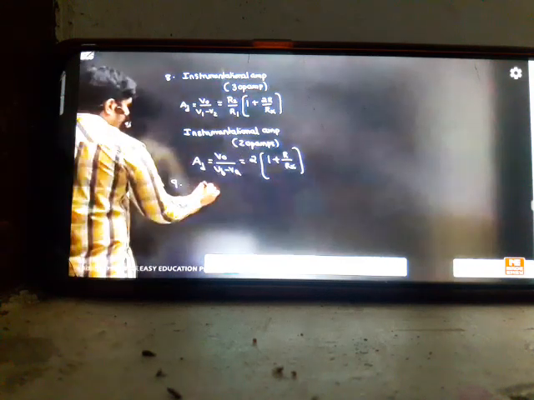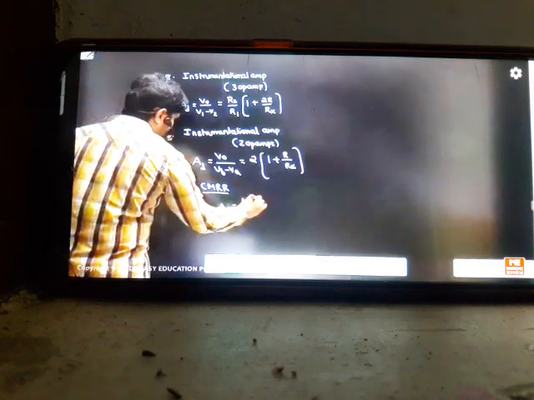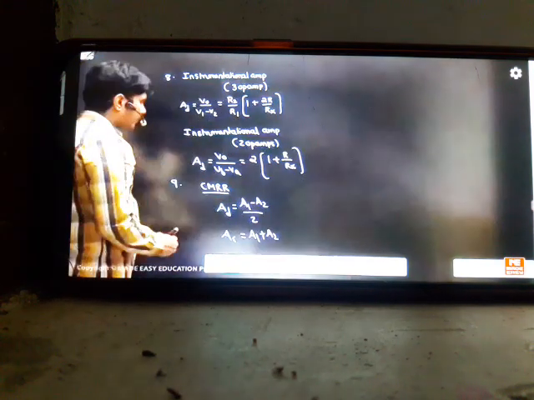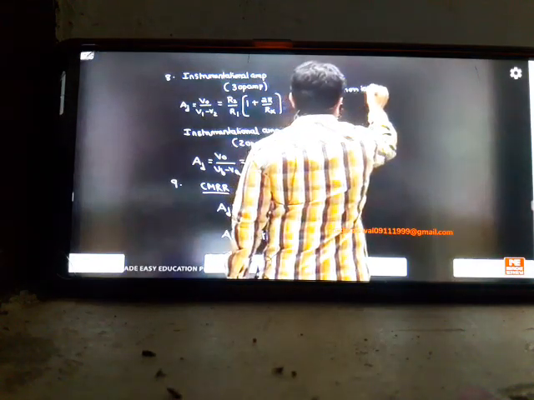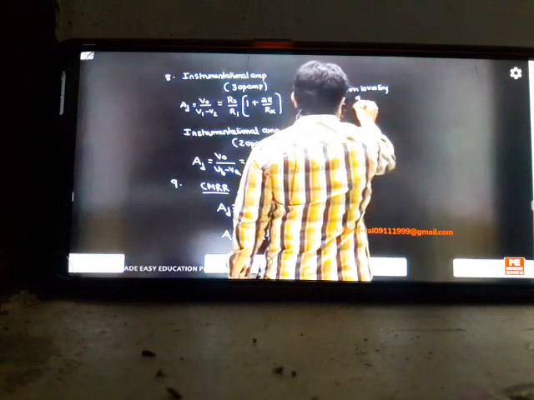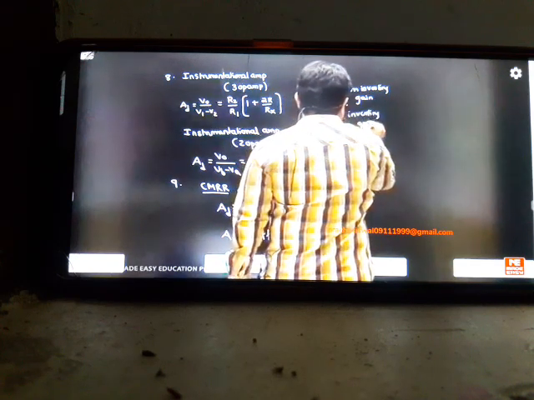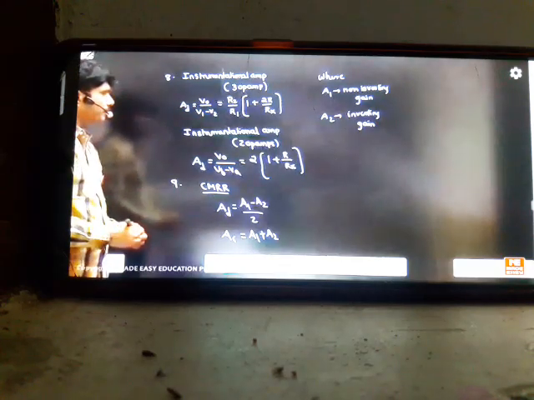The ninth one is CMRR. In that, AD we got as A1 minus A2 by 2, and AC is A1 plus A2. These are the formulas where A1 is the non-inverting gain and A2 is the inverting gain. So A1 is the non-inverting gain, A2 is the inverting gain. These 2 formulas are very important for the practice section.